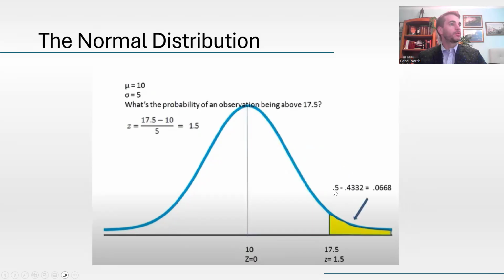So let's look at another question. What's the probability of an observation being above 17.5? So that's going from 17.5 here all the way up to infinity. So we know that between 10 and 17.5, this area right in here was 0.4332. We also know the entire part of the curve from this mean all the way up to infinity is 0.5. So a very simple way to work around it, we can just subtract the 0.4332 from 0.5.